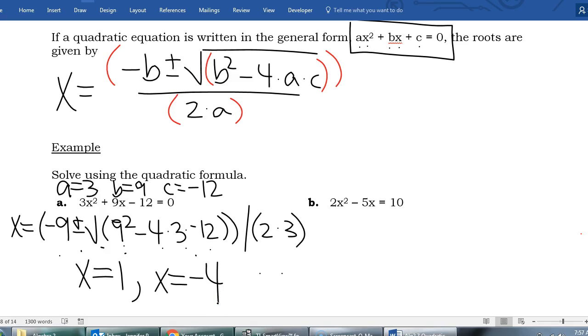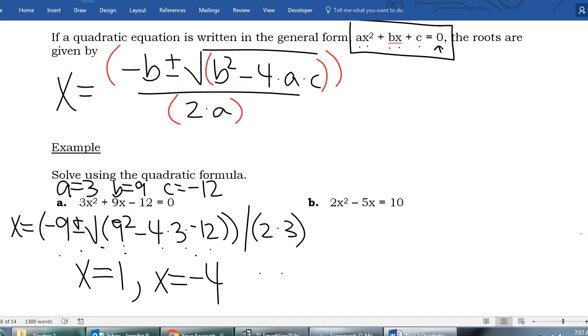Let's do another one. Letter B. A is 2, that's easy. B is negative 5, that's okay. What is C? The equation has to be equal to 0 to identify the a, b, and c.